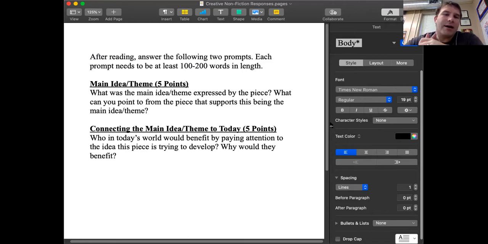So the first one is, what is the main idea or theme expressed by the piece, and what can you point to from the piece that supports this being the main idea or theme? I keep on talking about main idea and theme, but that's because whenever we read, that's the bigger point that we're trying to get to.